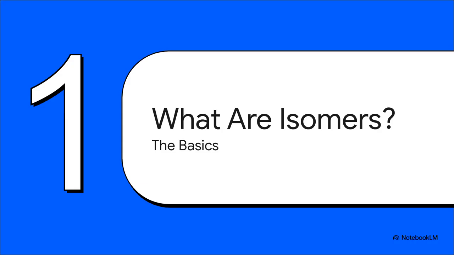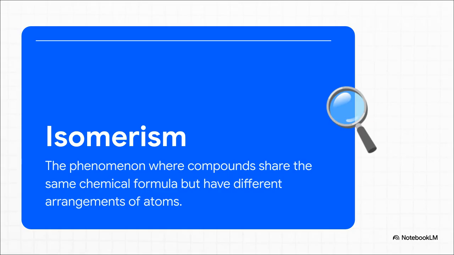Okay, first things first. What exactly is this whole phenomenon we're talking about? Let's get a super clear definition so we're all on the same page. So, isomerism. It's this really cool idea where different compounds can share the exact same chemical formula. That means the same atoms in the same amounts. But, and this is the key, they have totally different arrangements of those atoms. It really is like having the same ingredients but a completely different recipe.